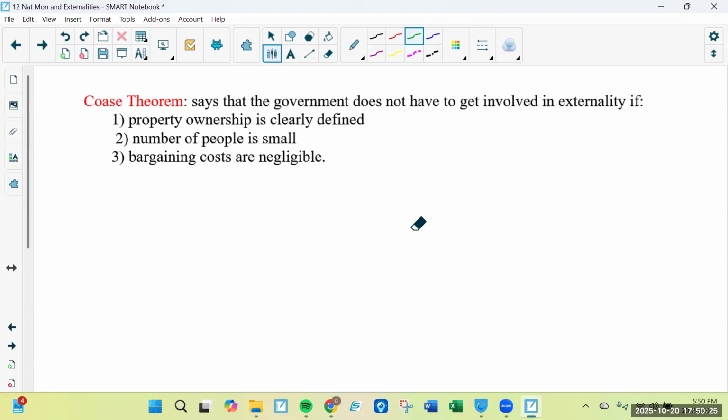The second condition is a small number of people. If there's not many people involved, if it doesn't affect a bunch of people, then the government doesn't need to get involved. They need to get involved in things when there are bigger numbers.